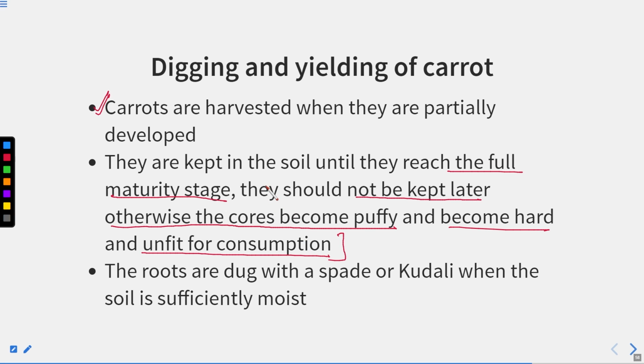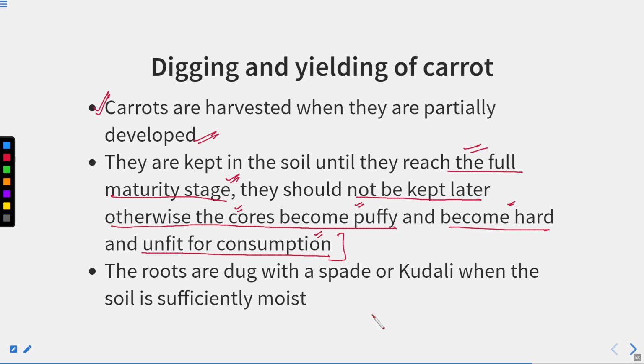This is very, very important and one must follow this while harvesting carrot. Carrots are harvested when they are partially developed and they are kept in the soil until they reach the full maturity stage. When they become fully mature, they should not be kept later, because it causes the cores of the roots to become puffy and hard and unfit for consumption.